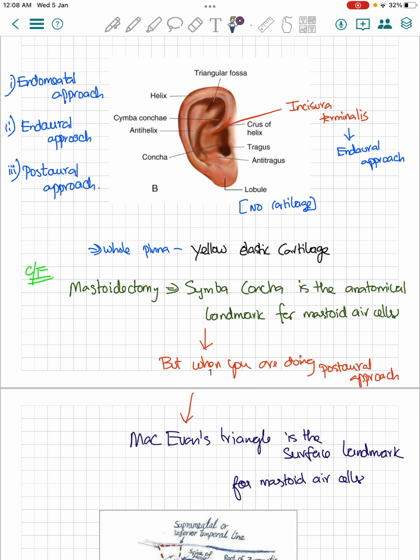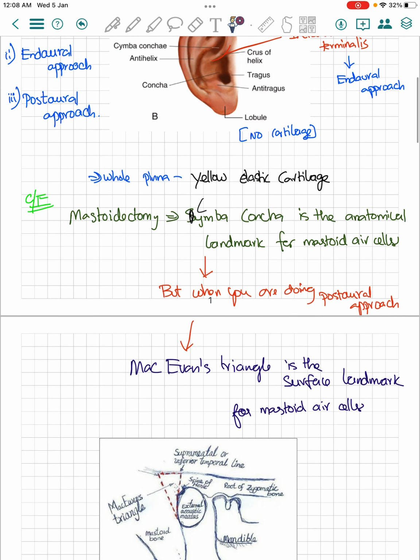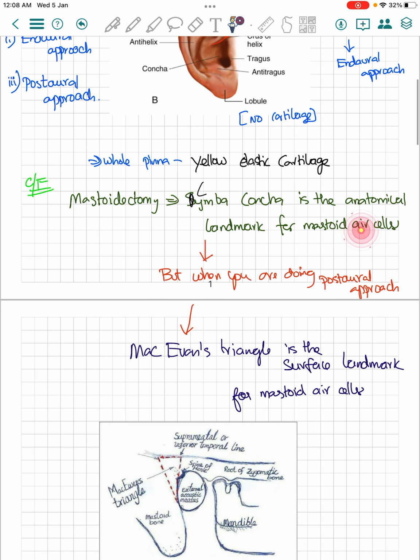The cymba concha, see guys, cymba concha is the anatomical landmark for mastoid antrum. But when doing the procedure, when this concha is removed, then McEwen's triangle is the surface landmark for mastoid antrum. Mastoid antrum is the longest, biggest mastoid cell guys.